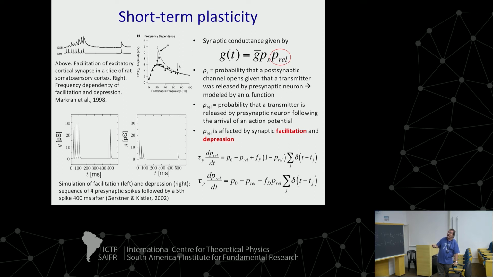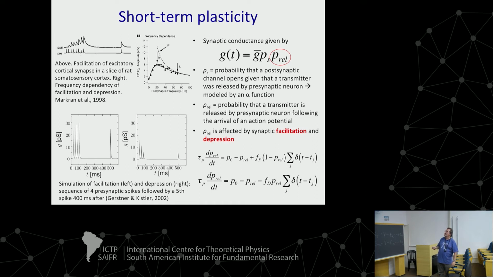So you see the amplitude here increases up to a certain frequency. After that frequency, you have depression. So you can understand that, assume that you have depletion of neurotransmitters. So the amplitude of the postsynaptic response decays. So you have facilitation and depression. These are short-term plasticity because they occur in short time scales. They don't last for longer.